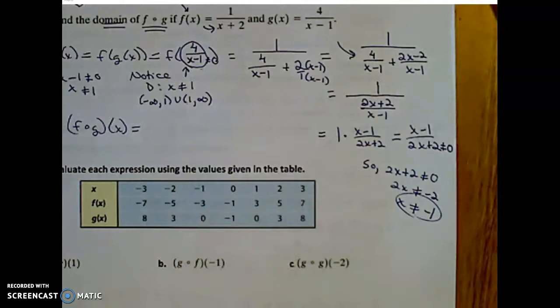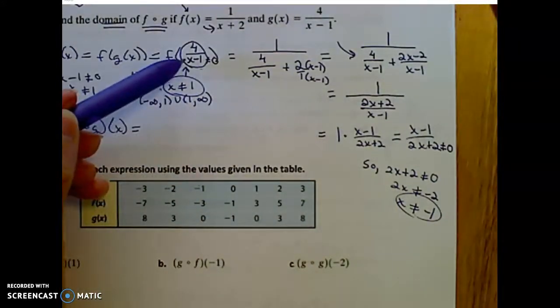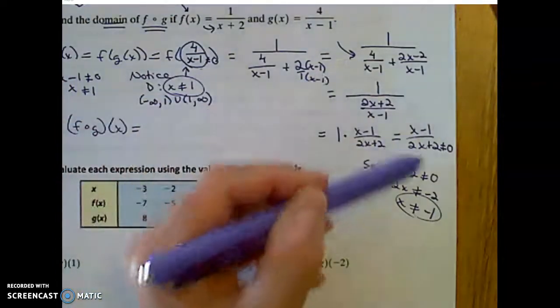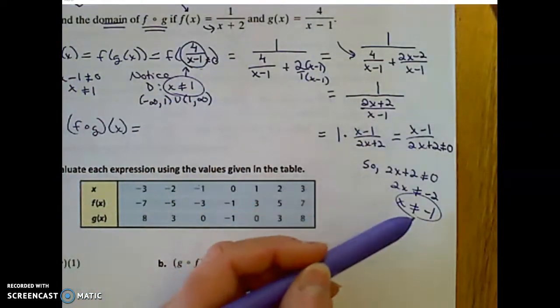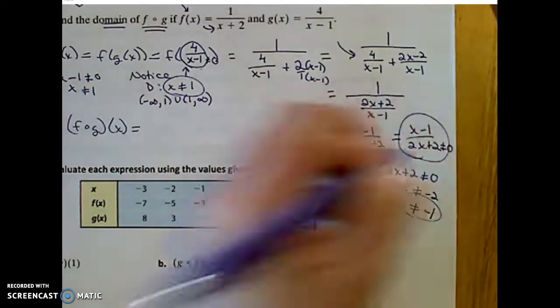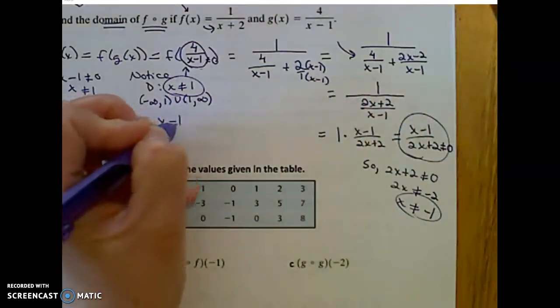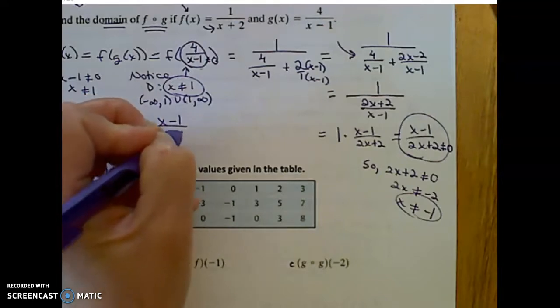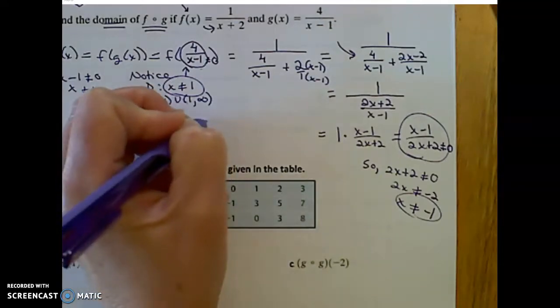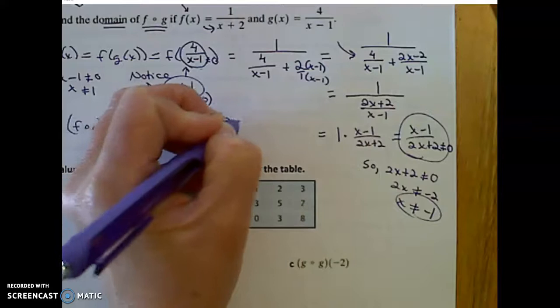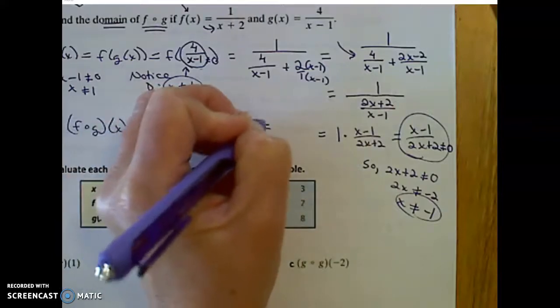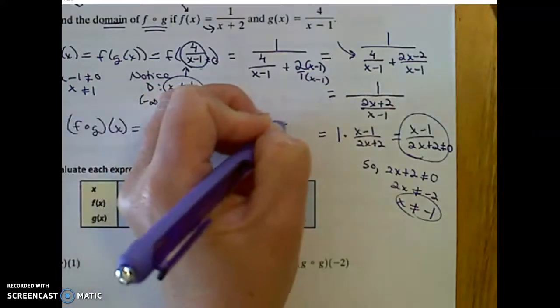Okay, so this is a tricky one in the domain. Up here, x could not equal 1, otherwise this function is undefined. At the end, my composition of functions, that denominator cannot equal 0, so x cannot equal negative 1. And I get a composed function of x minus 1 over 2x plus 2 for the domain as long as x is not equal to 1 or negative 1.